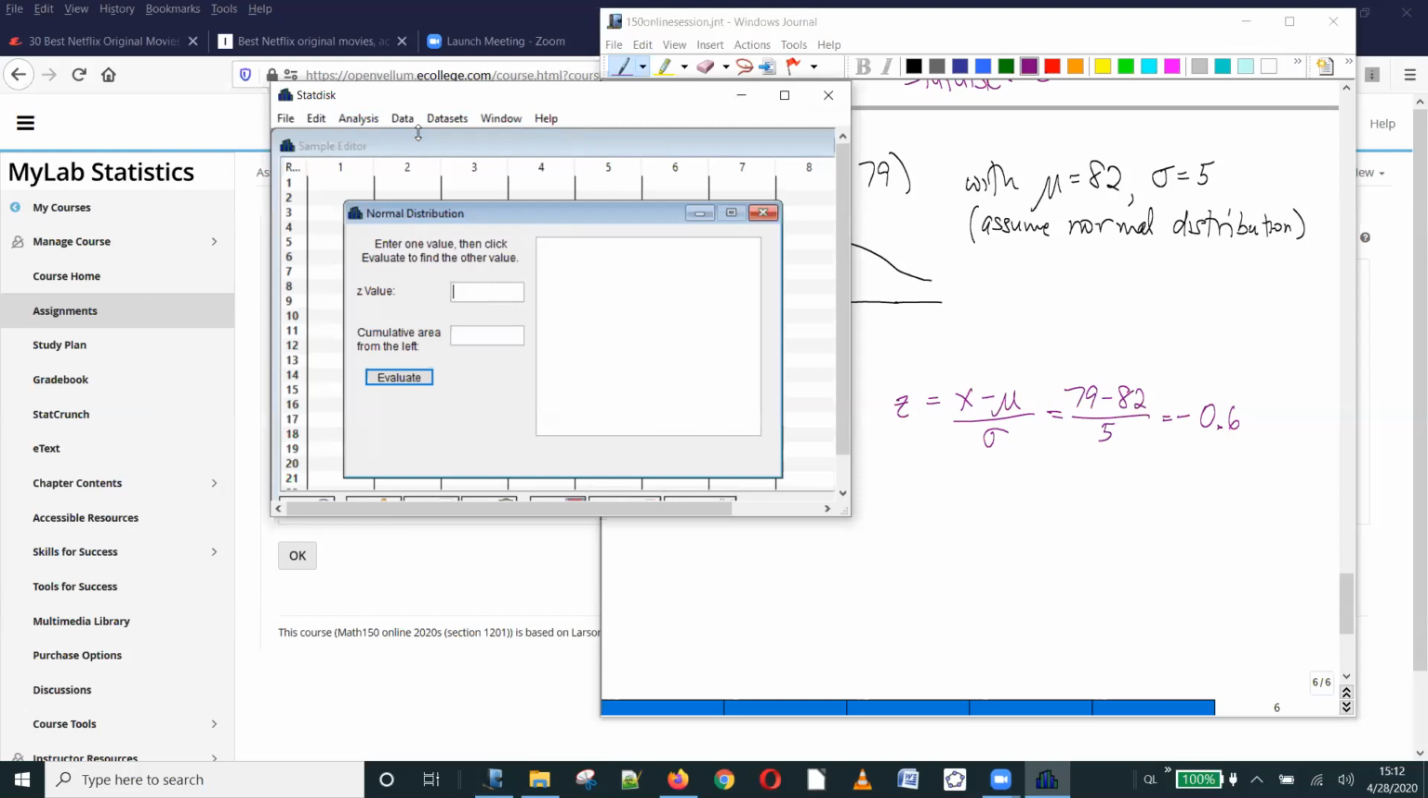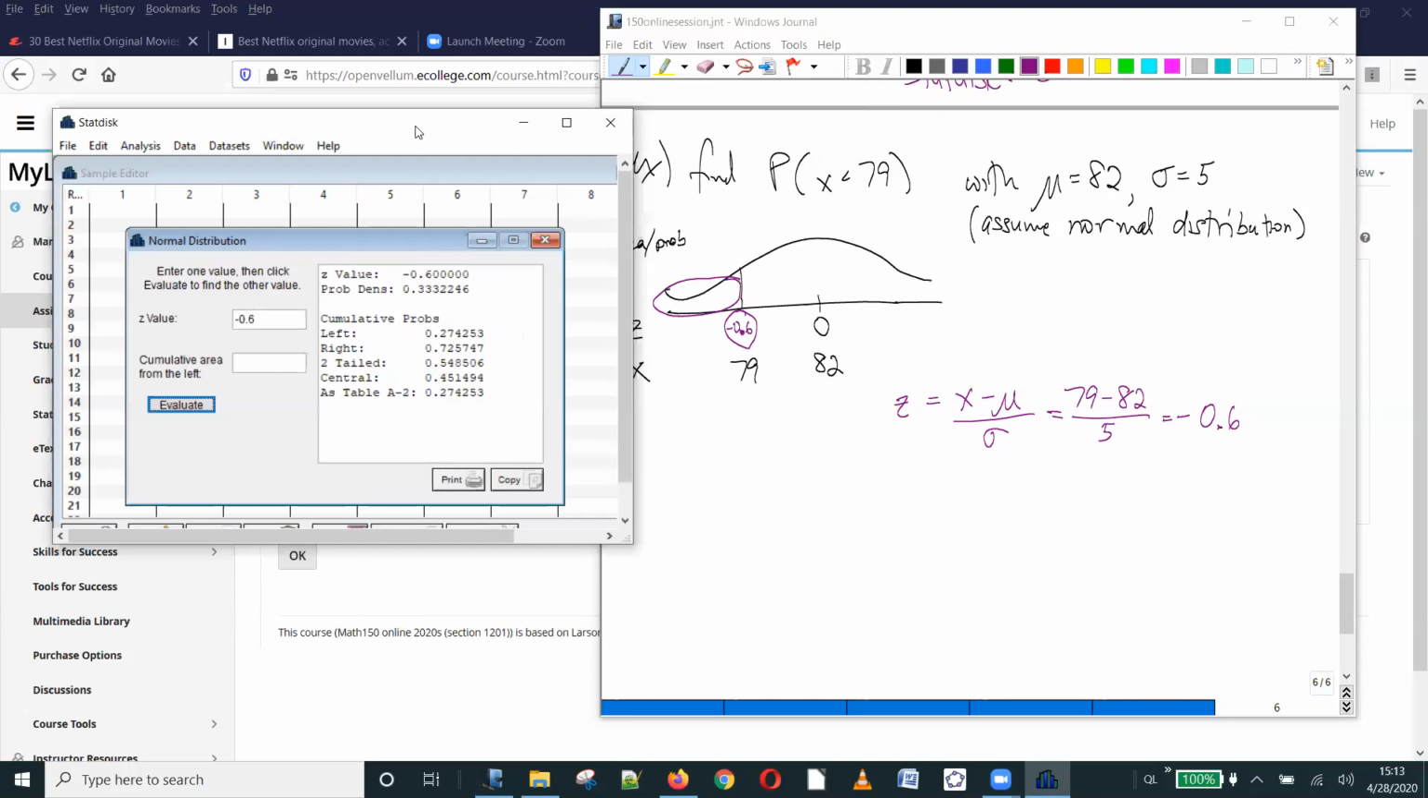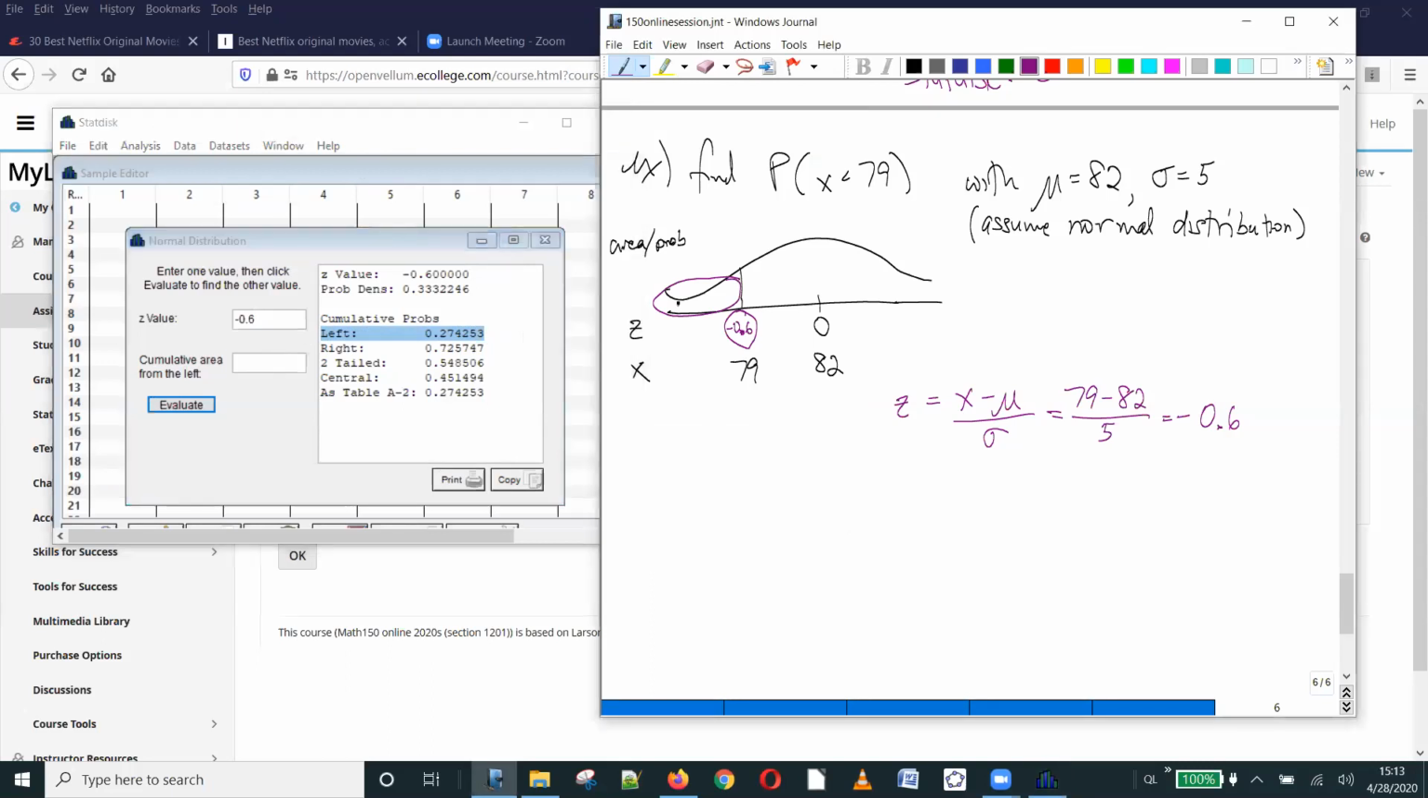So what do we know? We know the z-score is negative 0.6. Click evaluate. Okay, what did we need? The question was asking for less than, so we need the area to the left. Area to the left, right there: 0.2743, if you round it. Okay, and that's your answer. The probability x is less than 79 equals 0.274.